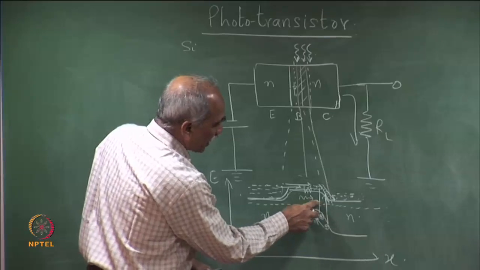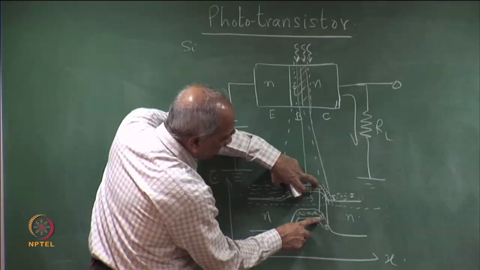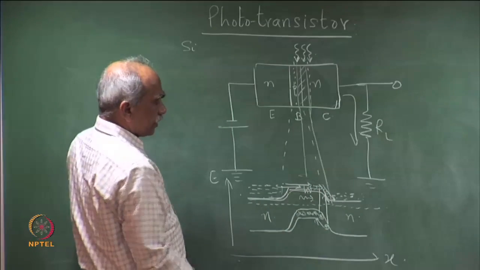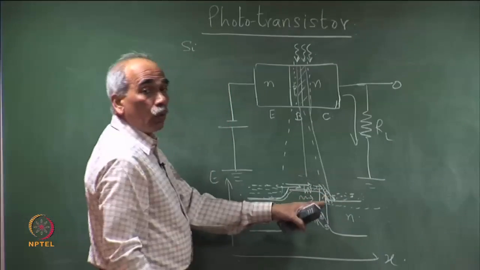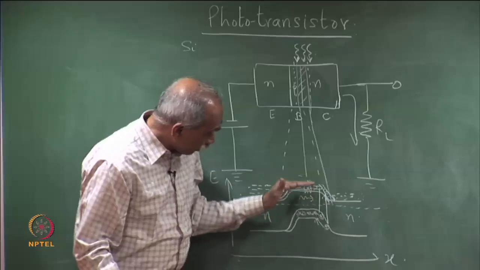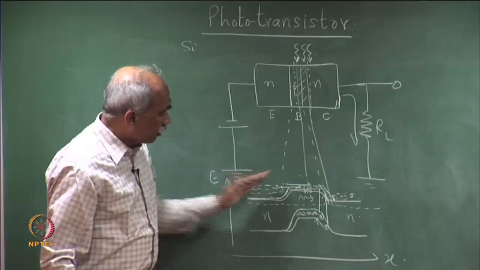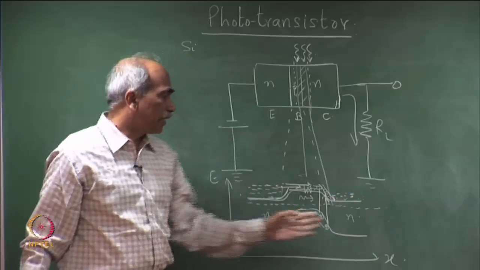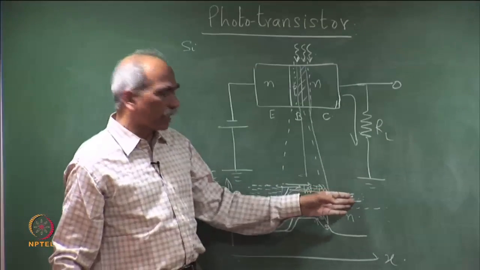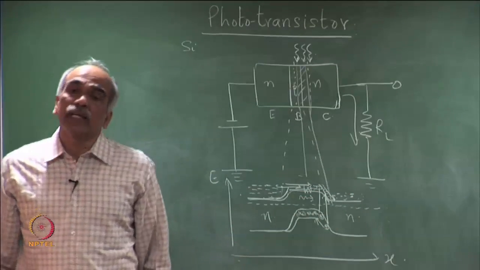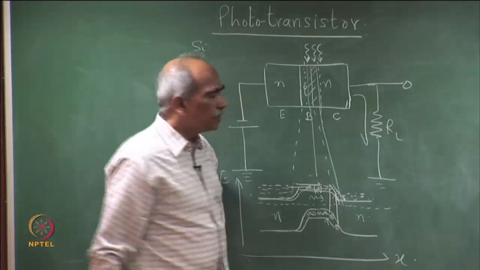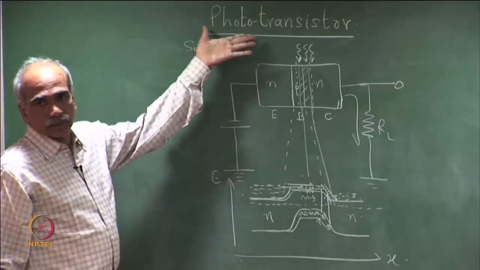If two photons were incident generating a pair of hole and electron, then the primary current would be very low, but because of the lowering of the potential barrier, a large number of carriers move from the emitter to the collector, leading to a current gain. And this is the primary working principle of a phototransistor.